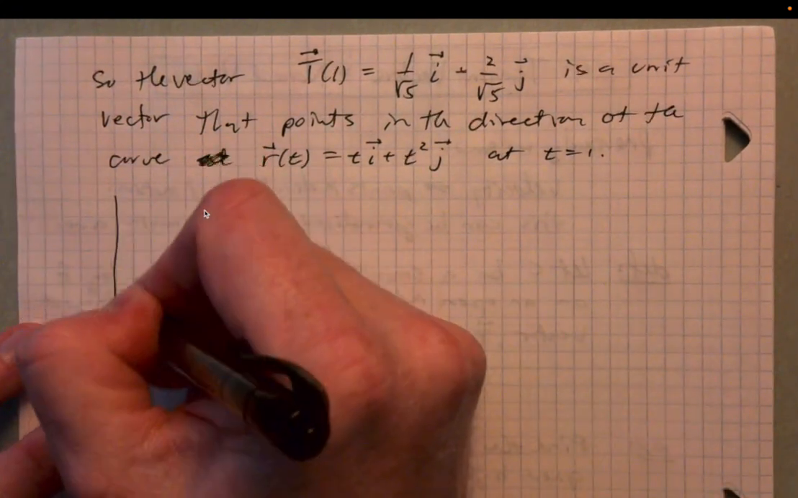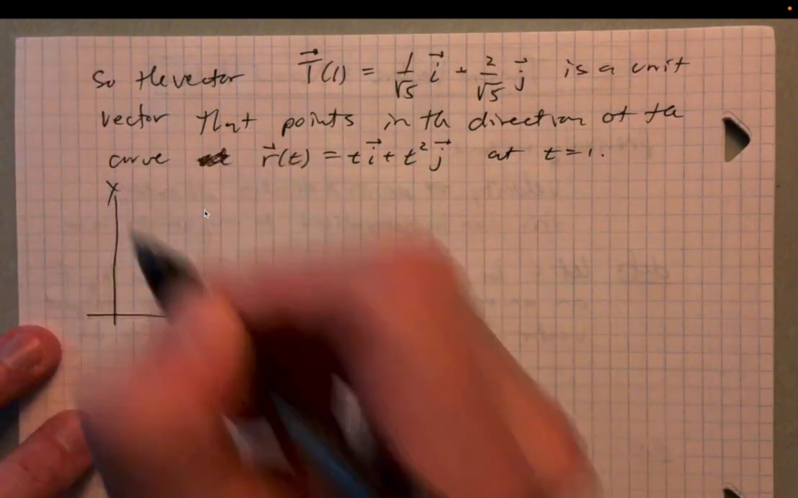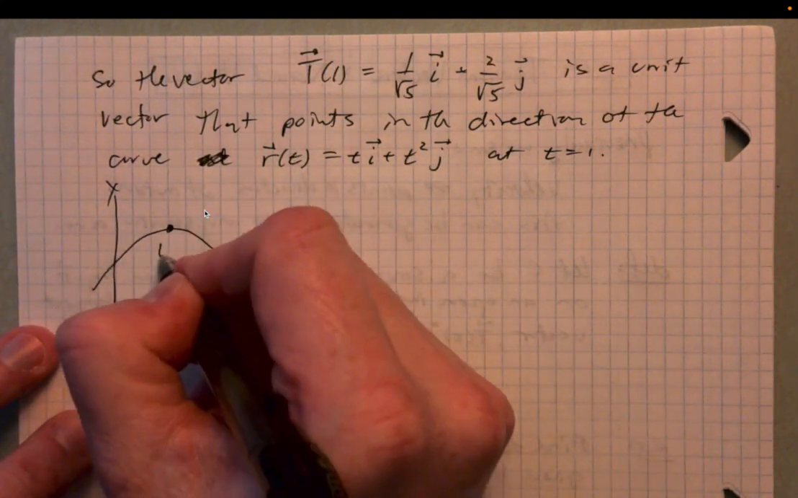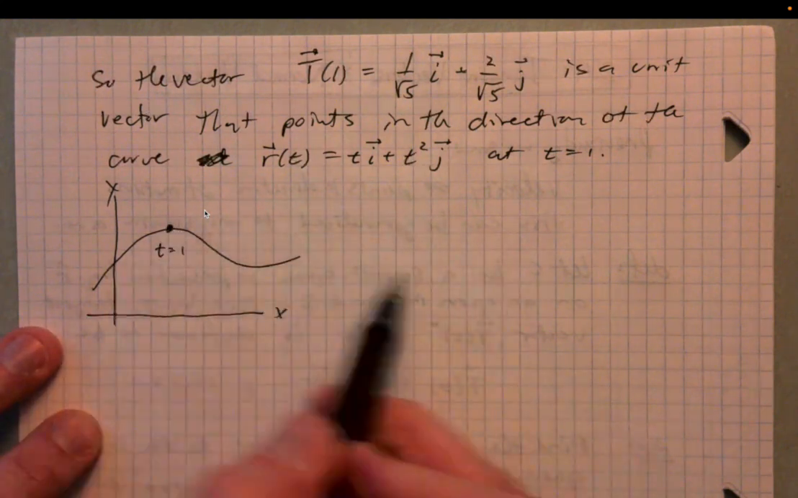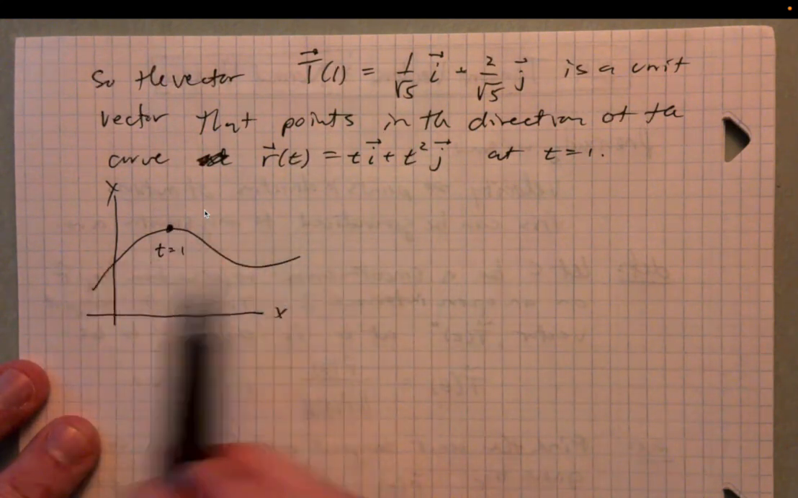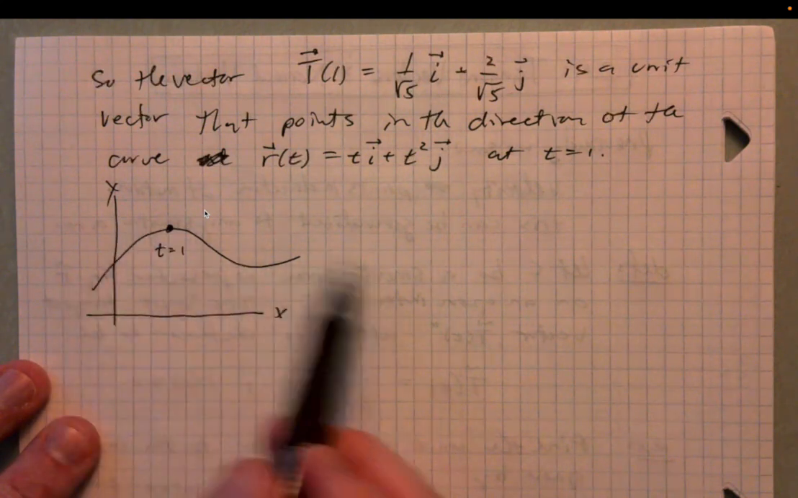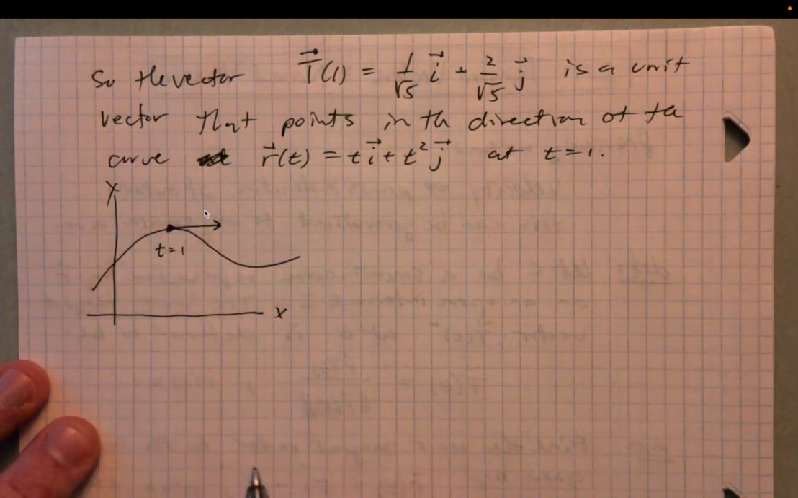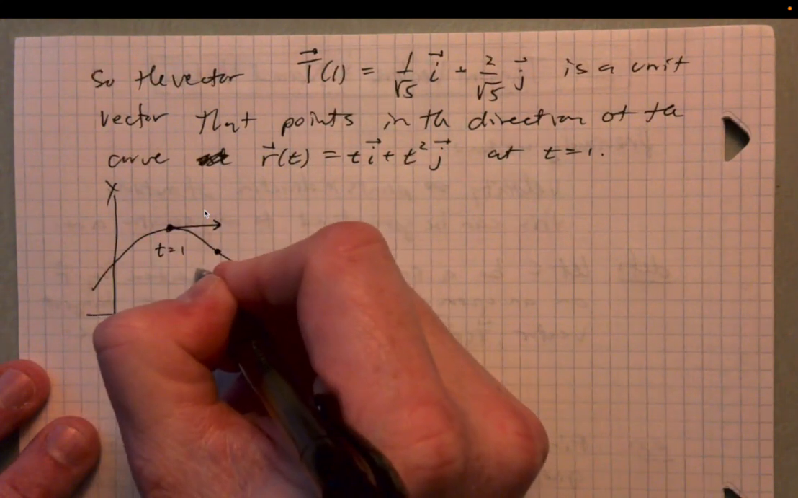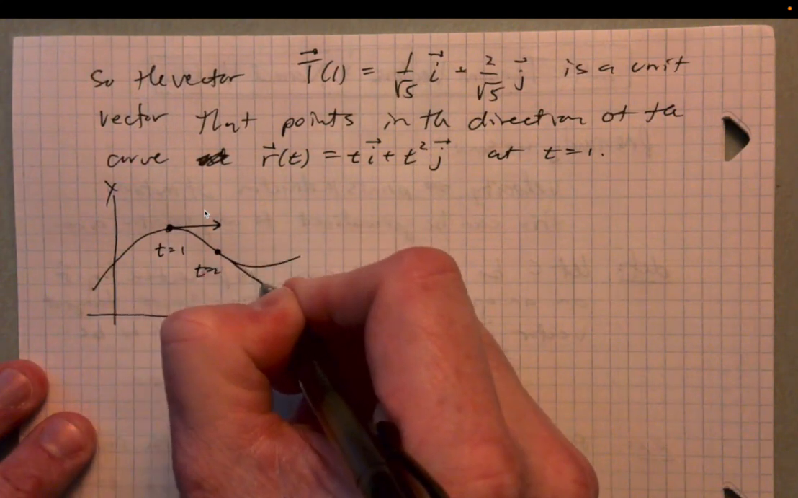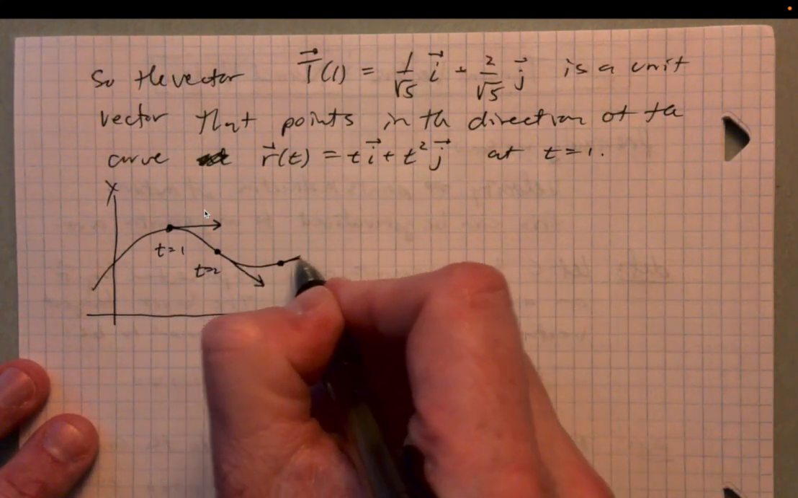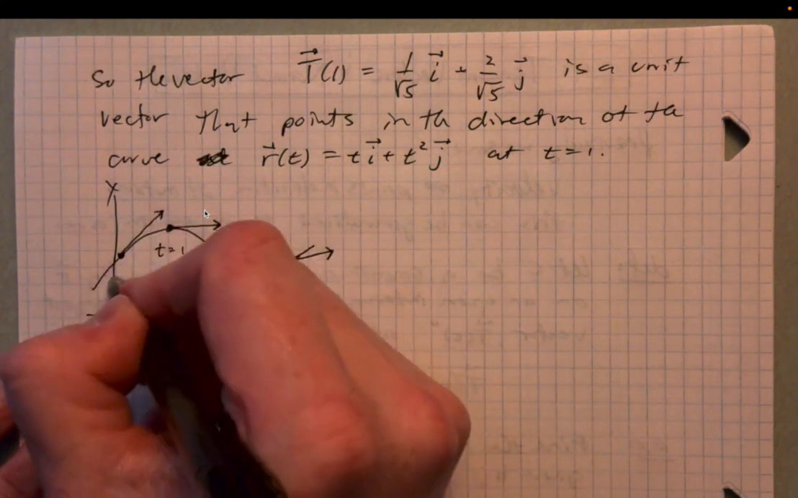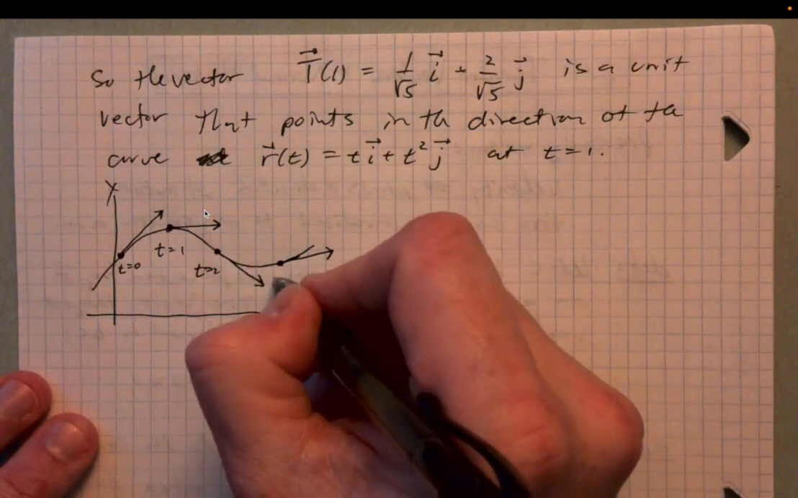Okay, now what does it mean to point in the direction of the curve? Well, let's draw a picture here. Let's say I've got my xy coordinates. We're in 2D space here, and so here I've got some curve. Let's just say that this is t equals 1. Well, assuming that the vector valued function has a left to right orientation, then the direction of the curve here would be something like that, right? And if this is t equals 2, the direction of the curve would be something like that, and so on.